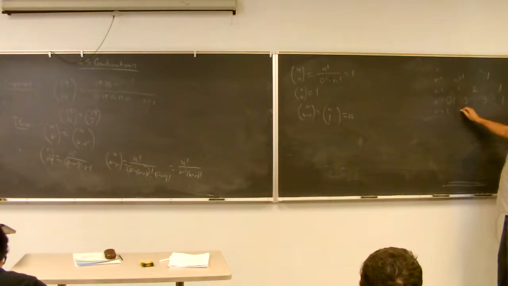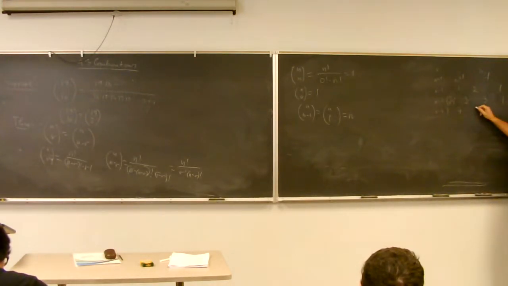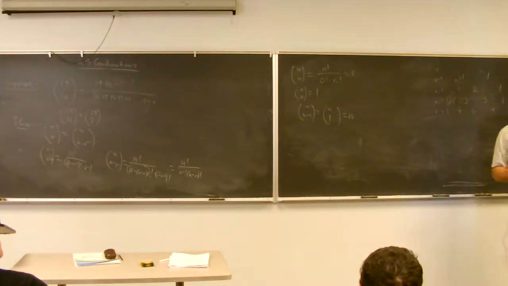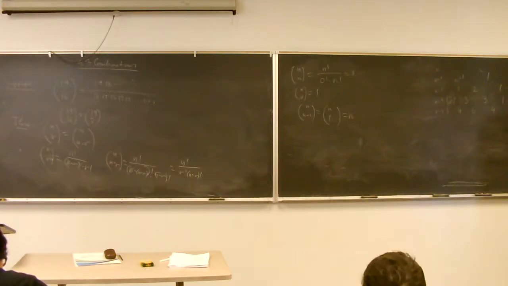Then 4 choose 1 is 4. 4 choose 2 is what? 6 when you calculate it. Because of the symmetry, we get 4. Here we get 1. So what do we notice so far? This is the famous Pascal triangle.